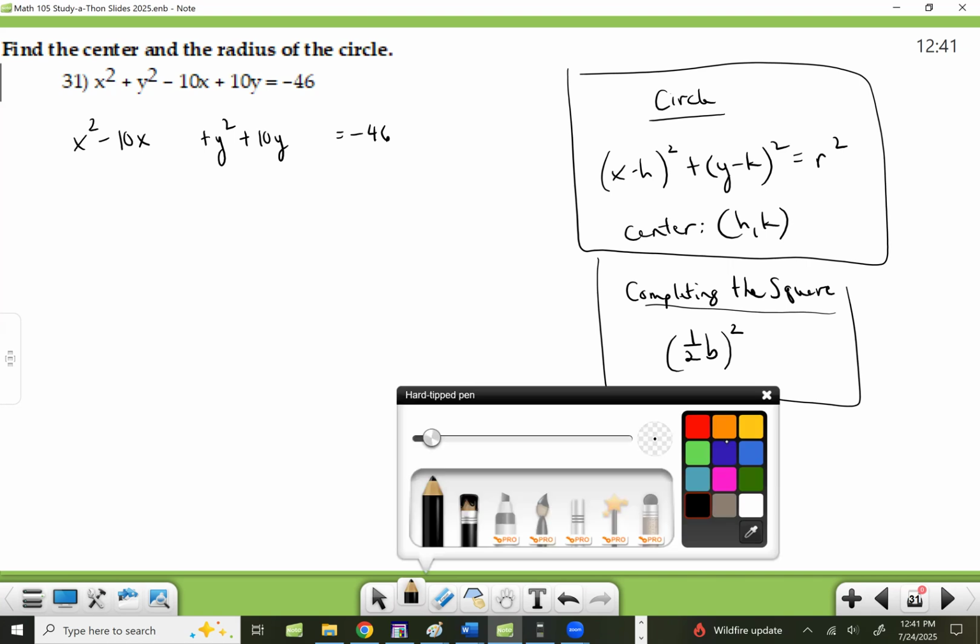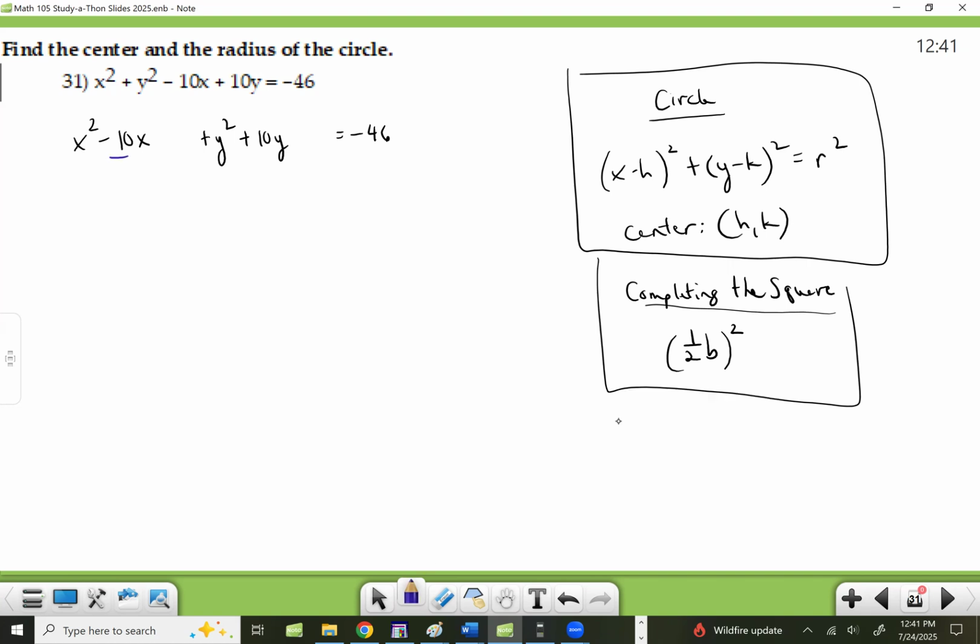The first time we're going to complete the square with the negative 10. So we're going to take half of b and then square it, where in this case, b is going to be negative 10. So half of negative 10 is going to be negative 5. And negative 5 times negative 5 is going to get us 25. So we're going to add a 25 to the left side of the equation. Whatever you do to one side, you're going to do to the other side also.